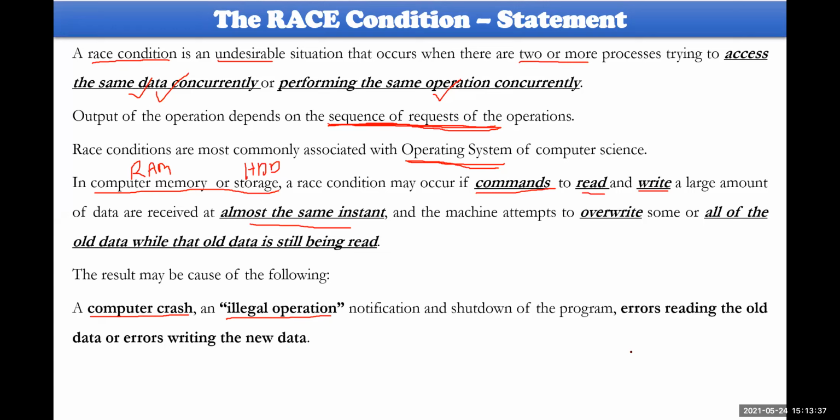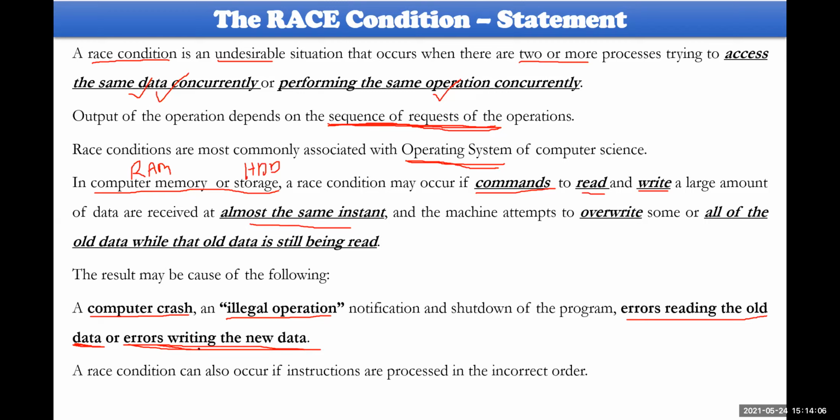And there might be errors while reading some older data, and errors while writing that particular newer, updated data. So any of these four causes may occur in our system, and then there might be a race condition. A race condition also occurs when instructions get passed in an incorrect mode. Let me show you an example in the next slide, then you could understand what exactly it is.